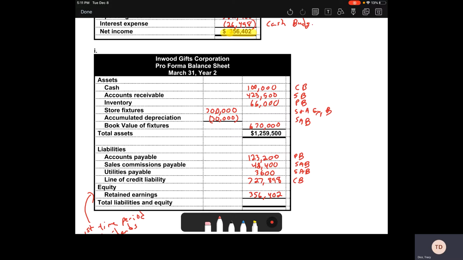So then when we add all of those up, we should hopefully get the same as our assets. And I get 1,259,500, which equals my total assets. So the accounting equation of assets equals liabilities plus stockholders' equity is true.